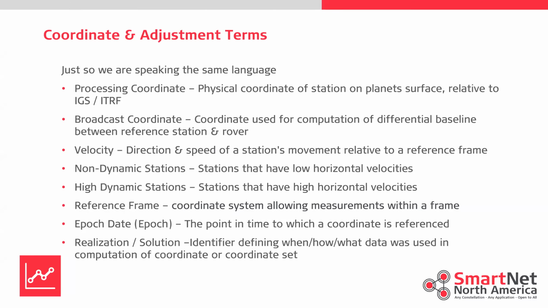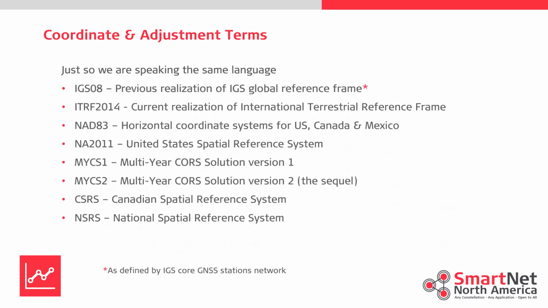So this is a first set of definitions. Processing coordinates is just where they are on the planet. Broadcast is usually relative to a local reference frame. Velocities, non-dynamic, high dynamic. These are what we're going to be talking about today. And we'll also be talking about these reference frame references. These are actually tied to reference frames that we'll be talking about as we go through.